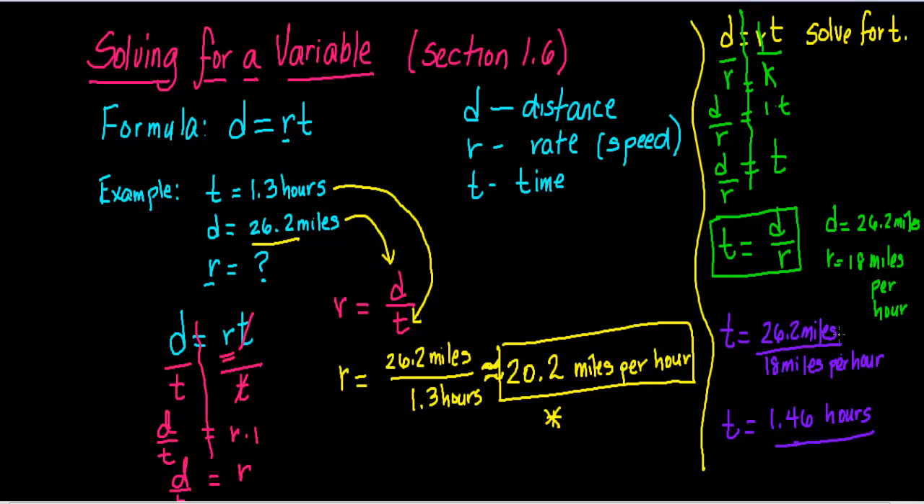So obviously, if he's riding at a slower velocity than the velocity they had said originally, it would take him longer to cover this distance. I will do another video on solving for a variable.